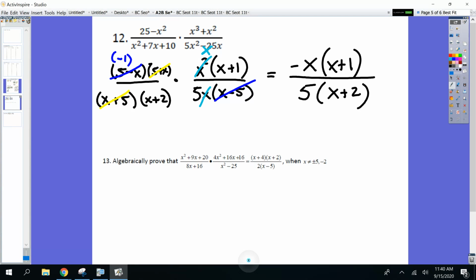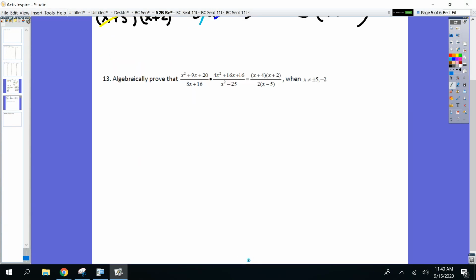Okay, ready? Algebraically prove. Remember these? Get one side to look like the other. So we're going to pick a side to work on and cross our fingers it looks like the other side. I will let you know this stuff right here, when x does not equal plus or minus 5, -2, don't worry about it. It has nothing really to do with the problem. What we want to do is make one side look like the other.